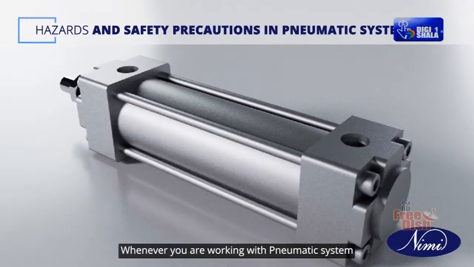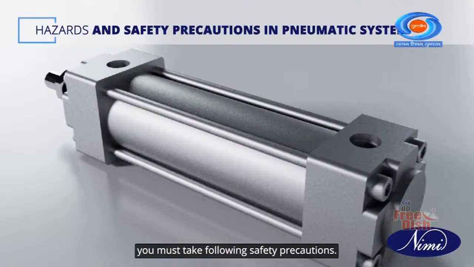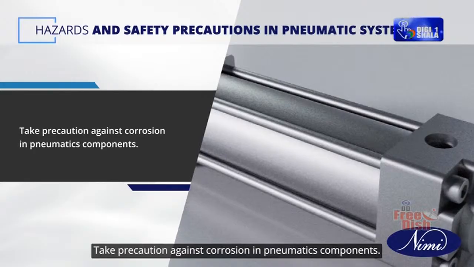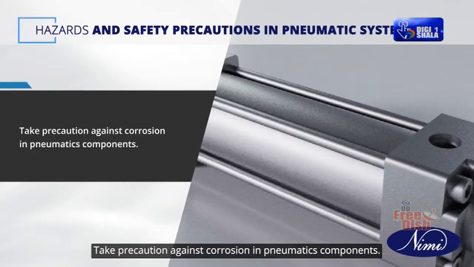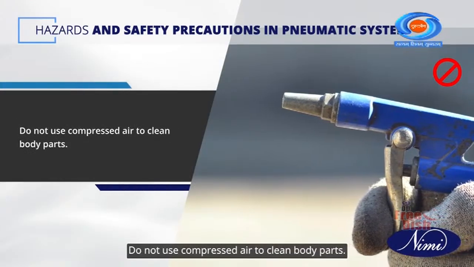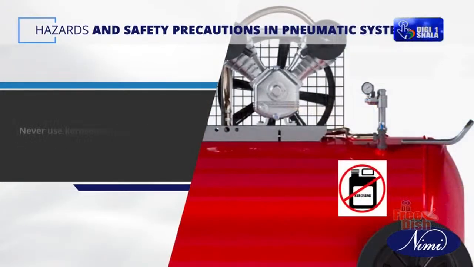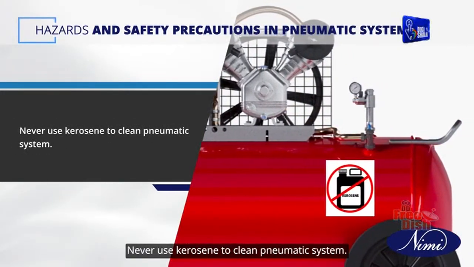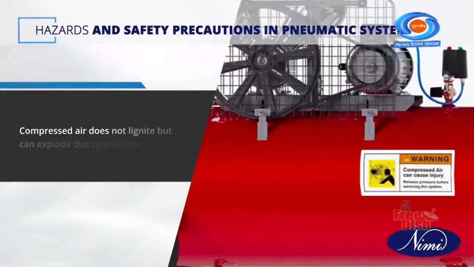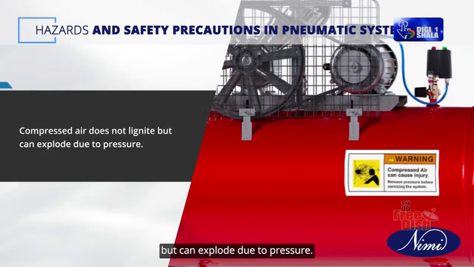Whenever you are working with a pneumatic system, you must take the following safety precautions. Take precaution against corrosion in pneumatic components. Do not use compressed air to clean body parts. Never use kerosene to clean a pneumatic system. Compressed air does not ignite but can explode due to pressure.